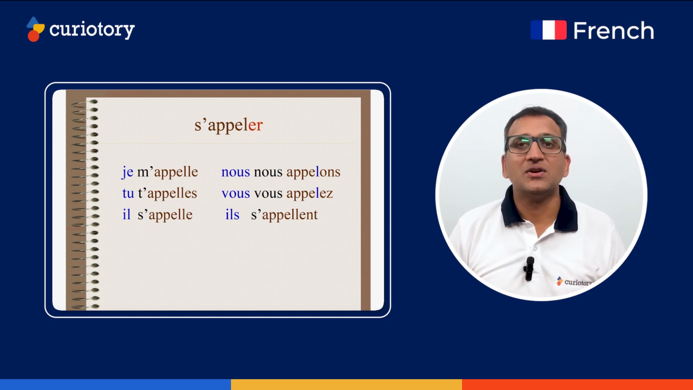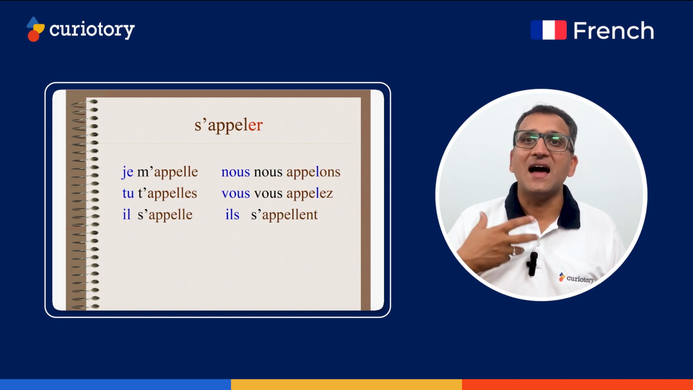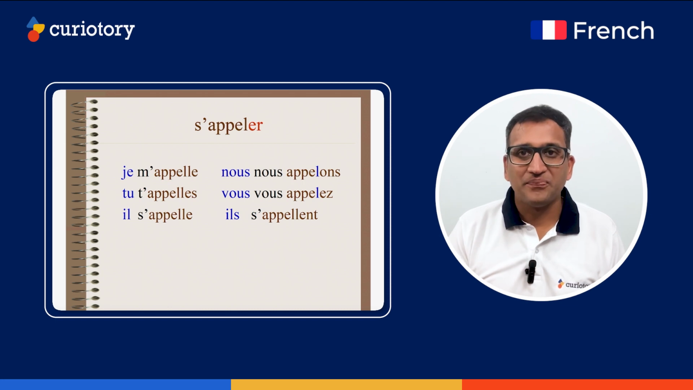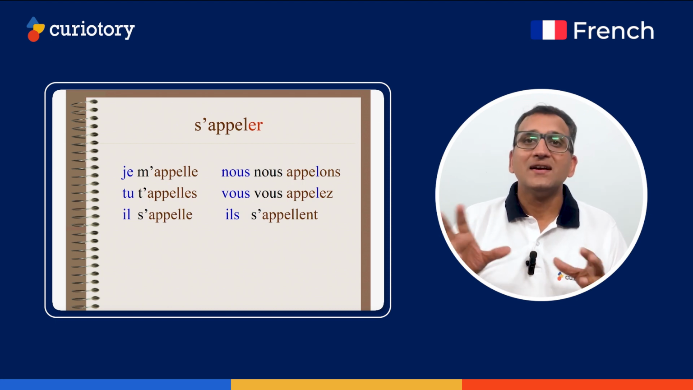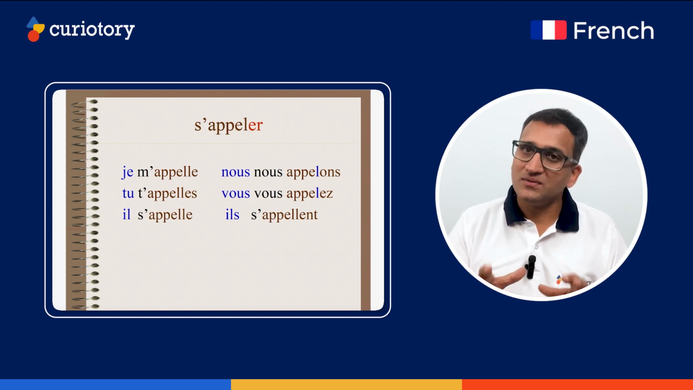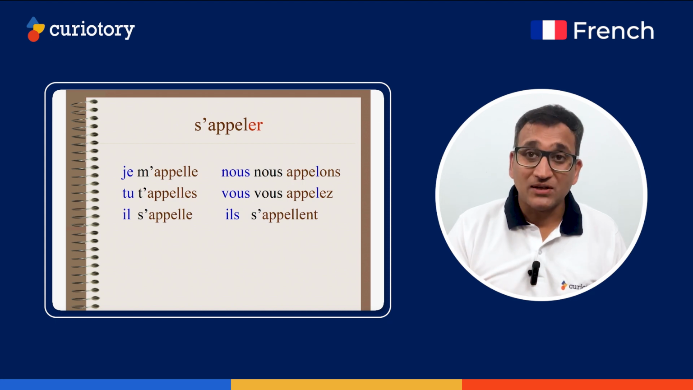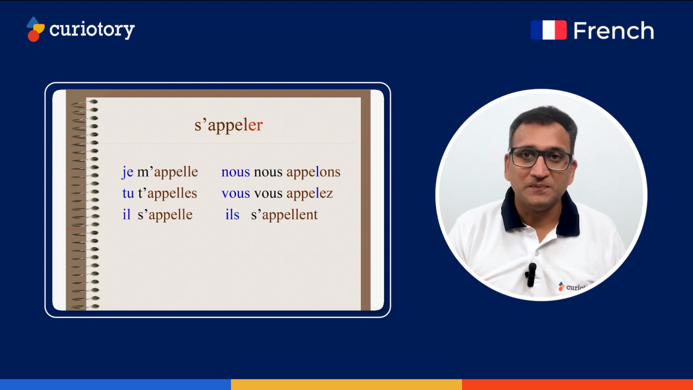Similarly, the formal version of asking, if I need to ask your name formally, I will say comment vous appelez-vous, or comment vous vous appelez. Fine. The inversion of vous will come in a later part. So comment vous vous appelez, or comment appelez-vous.